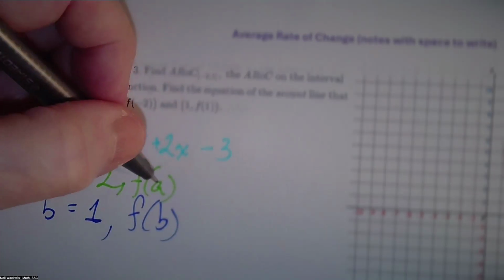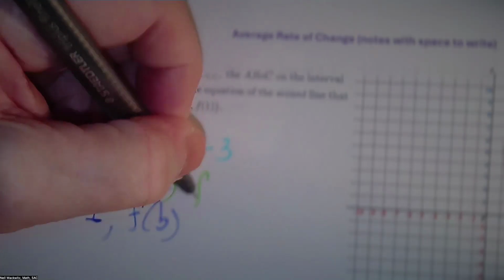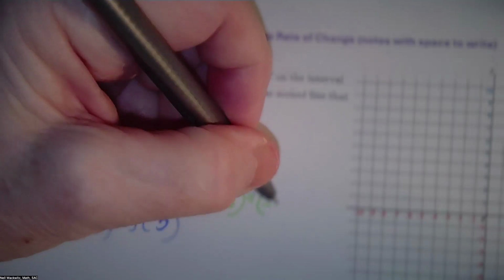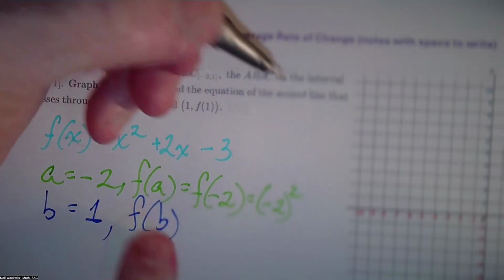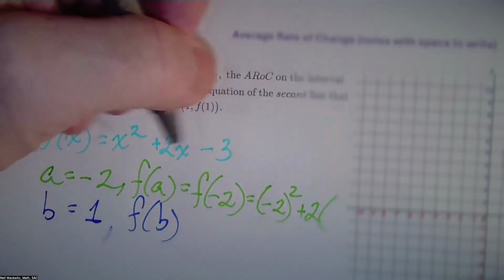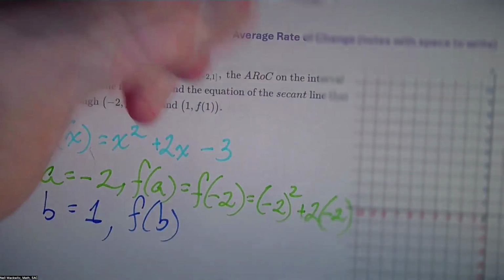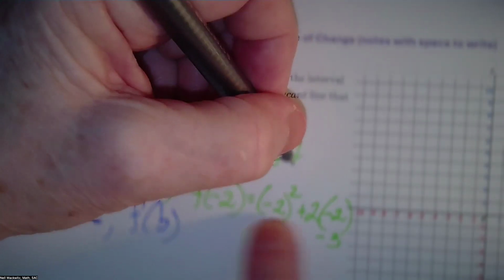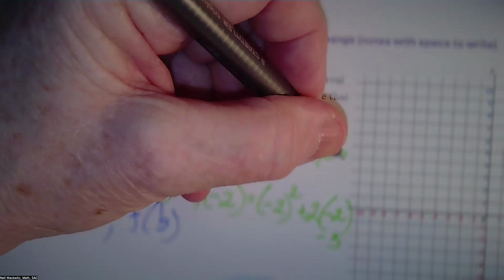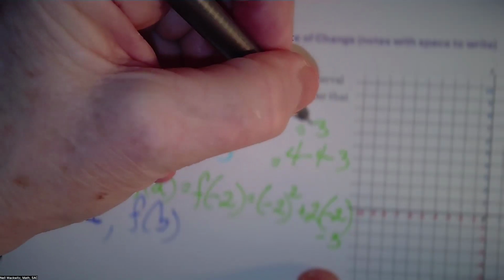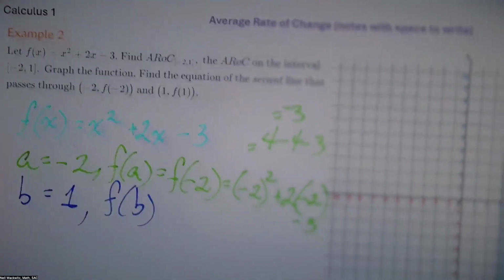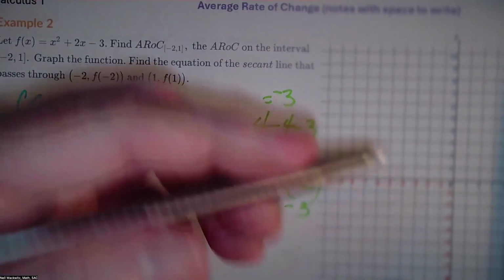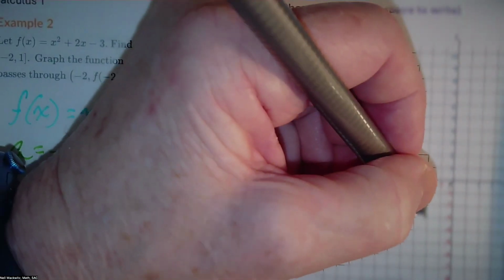f of a will be f of -2. That will be -2 all squared plus 2 times -2 minus 3. That will be 4 minus 4 minus 3, so -3. So our point A, f of A, is -2, -3.